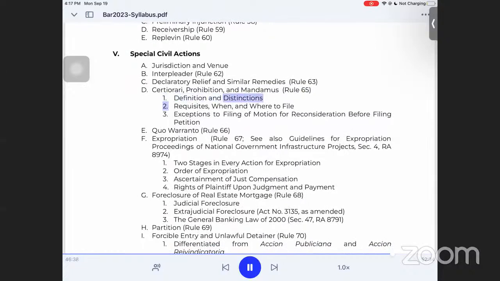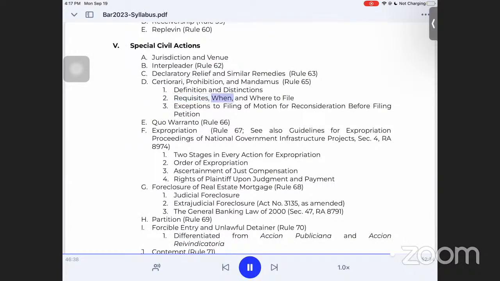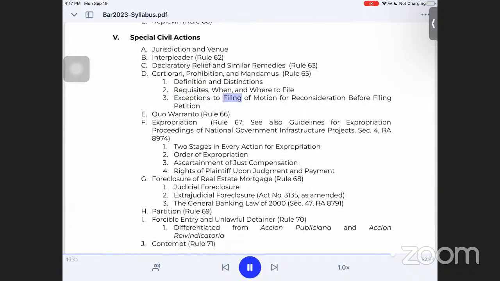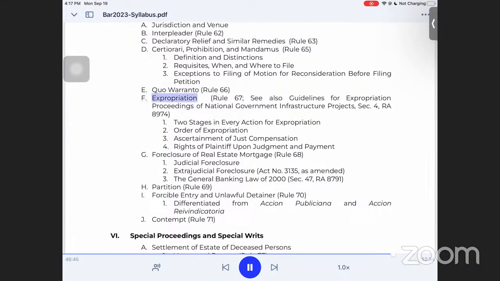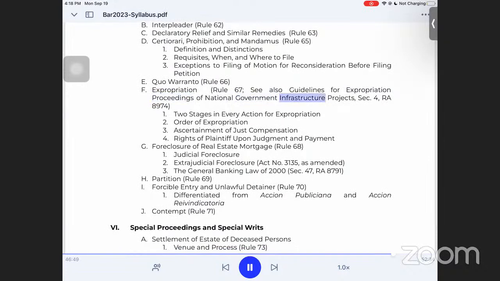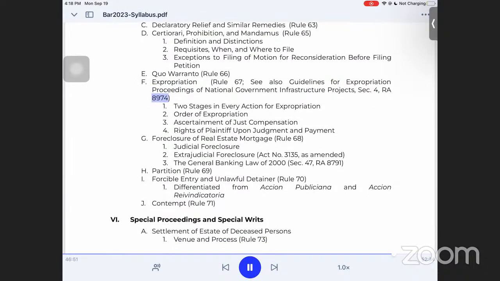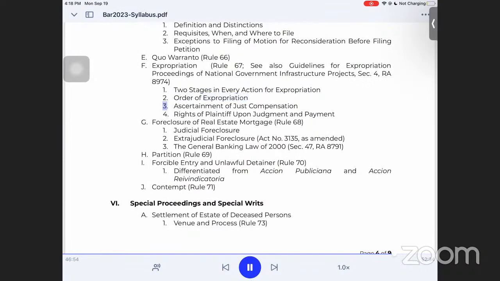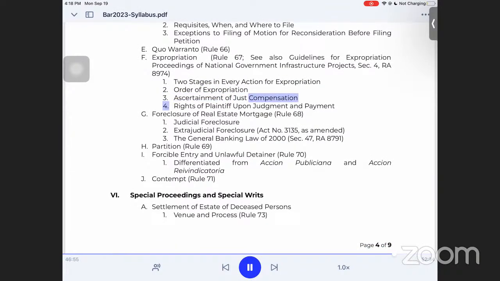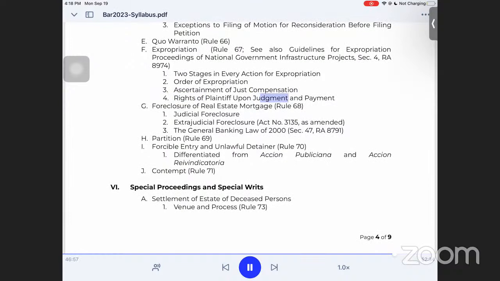1. Definition and distinctions. 2. Requisites, when, and where to file. 3. Exceptions to filing of motion for reconsideration before filing petition. E. Quo warranto, Rule 66. F. Expropriation, Rule 67. See also Guidelines for expropriation proceedings of national government infrastructure projects, Sec. 4, RA 8974. 1. Two stages in every action for expropriation. 2. Order of expropriation. 3. Ascertainment of just compensation. 4. Rights of plaintiff upon judgment and payment.